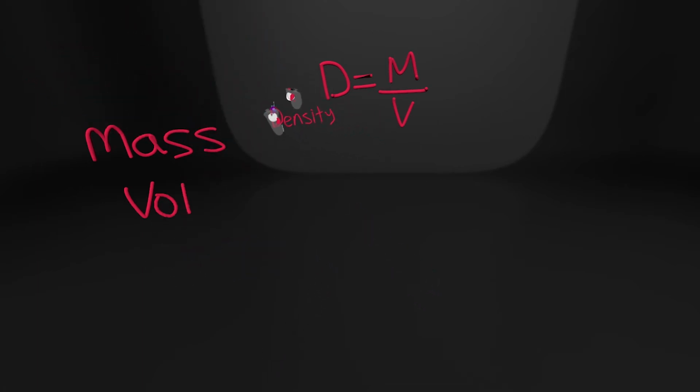Probably the most important equation you'll have to know regarding density is this one, which is D equals M over V. All right, so the D stands for density, the M stands for mass, and the V stands for volume. So density is going to equal mass divided by volume. And the most common unit for density is going to be grams over centimeters cubed. So grams is a unit of mass, centimeters cubed is a unit of volume.